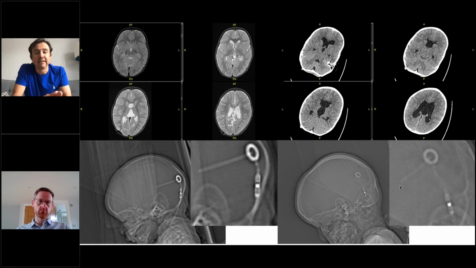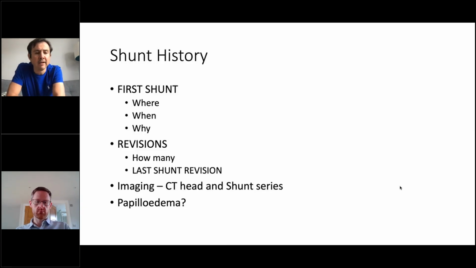It shouldn't happen, but it's a fear that goes through you. So whenever you refer a child with a possible shunt problem, get the CT head, get the shunt series. That's the take-home. And I've just included on here.